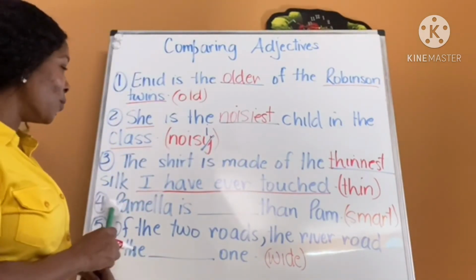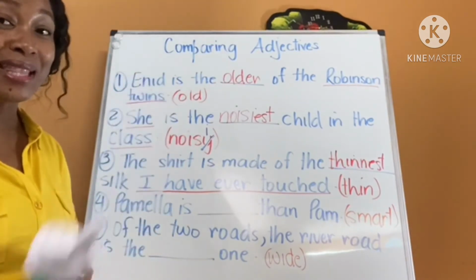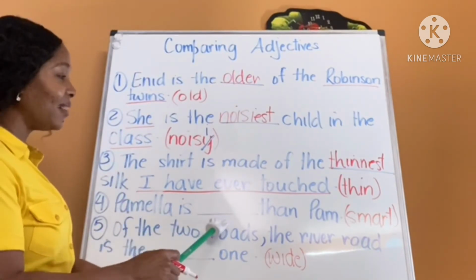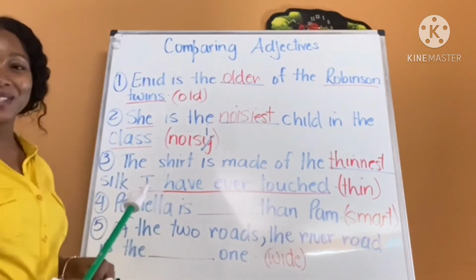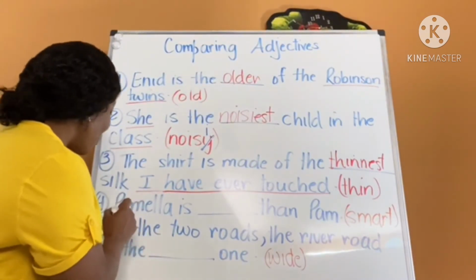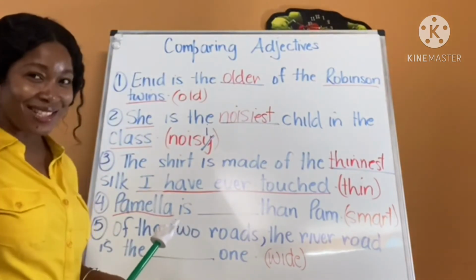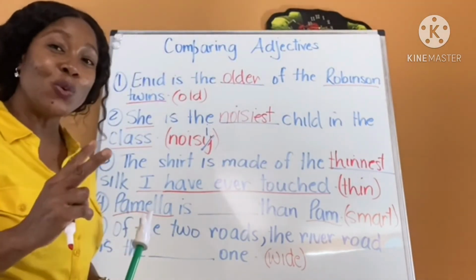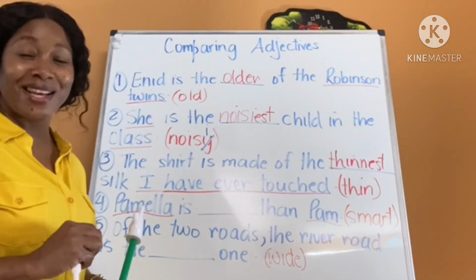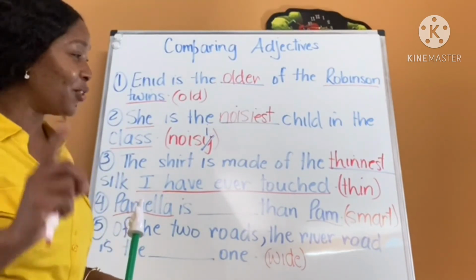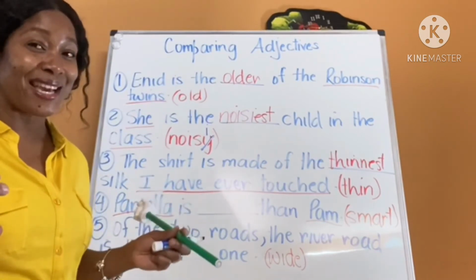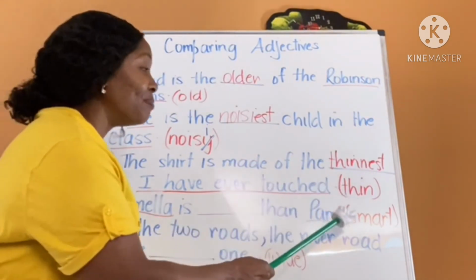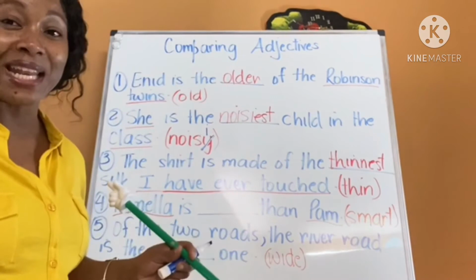Let's move to number 4 and 5. And remember, you are doing them on your own and then you're coming back to check. Pamela is blank than Pam, and the adjective is smart. Now, we are comparing Pamela's intelligence to that of Pam. 2 persons. When it is 2, which degree of the adjective are we using? Yes, we are using the comparative degree. Now, do we use ER or EST? We use ER. Good job. So Pamela is smarter. In this case, we simply add an ER to smart.